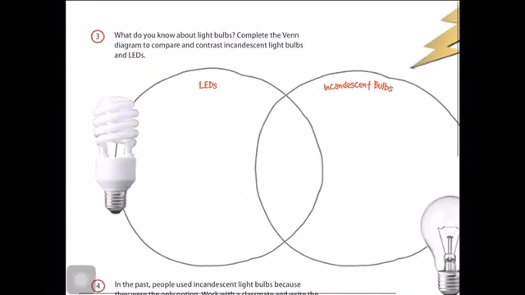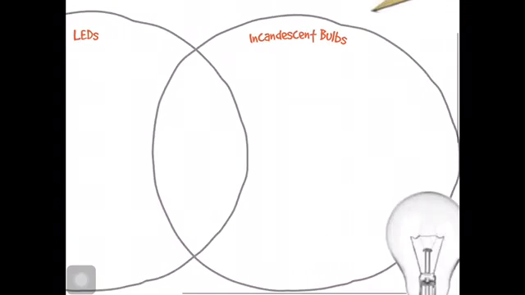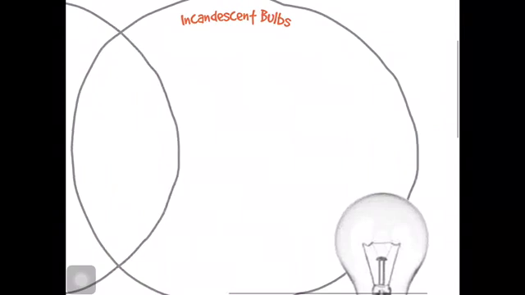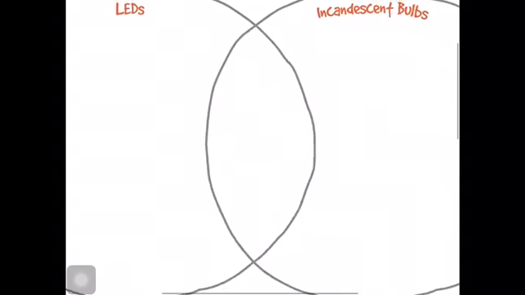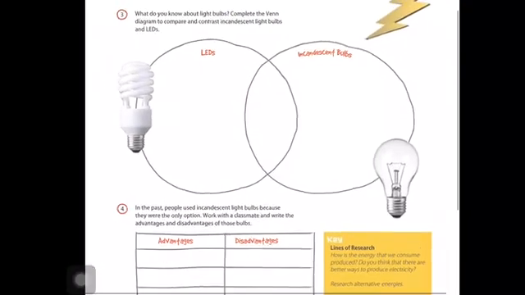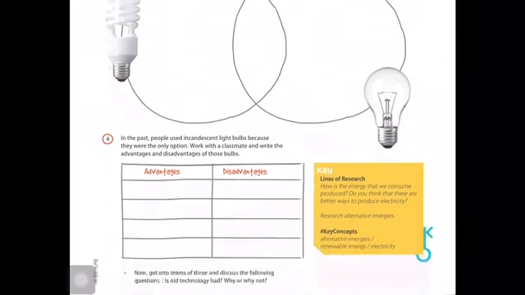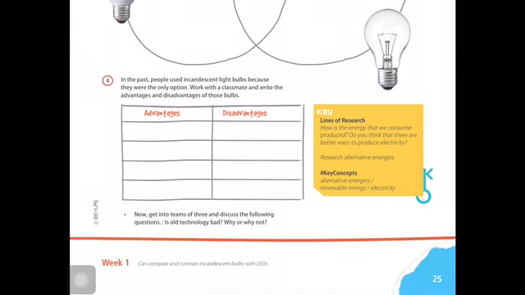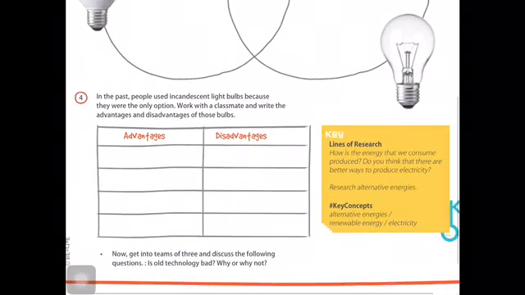You have to write on the left something that is unique for LEDs. On the right, something that is unique for incandescent bulbs. And in the middle, something that they share in common. Something in common. Okay, this is a Venn diagram. I am sure that you have done some Venn diagrams at the school in math. This is very common in math. And in the exercise number 4, it says, in the past, people used incandescent light bulbs because they were the only option.